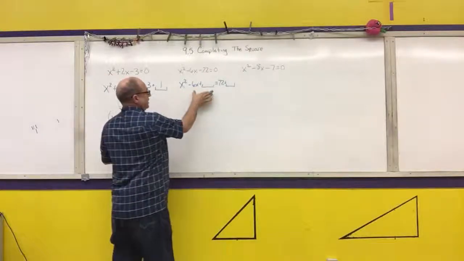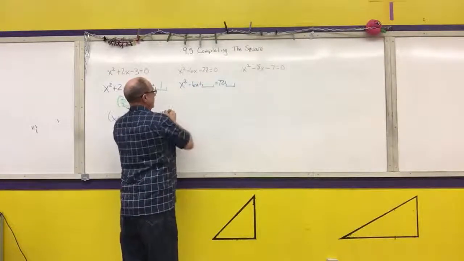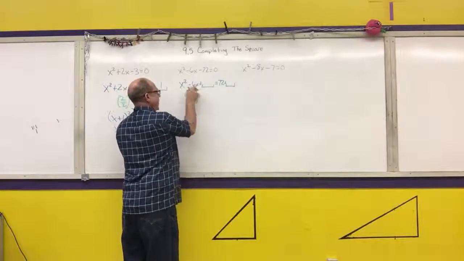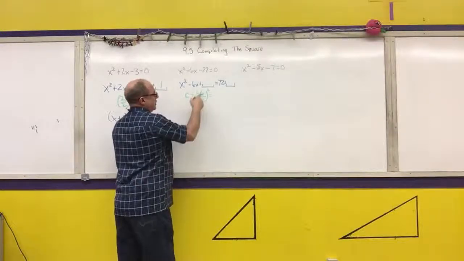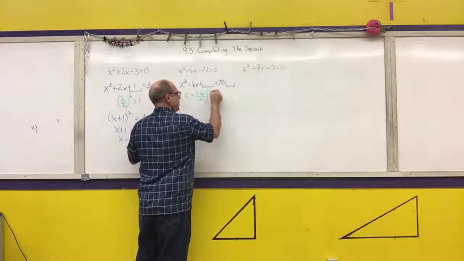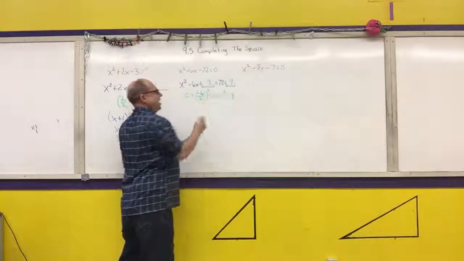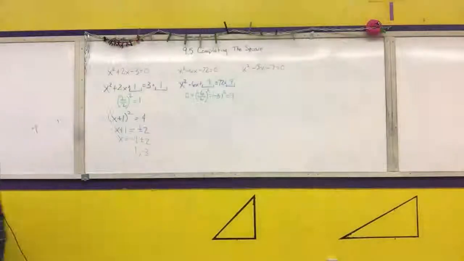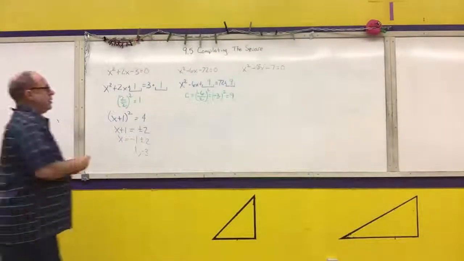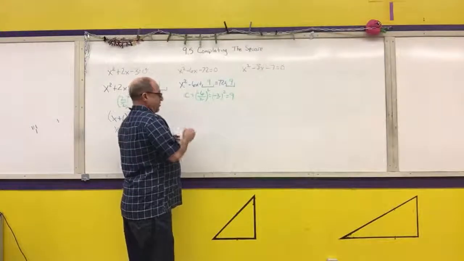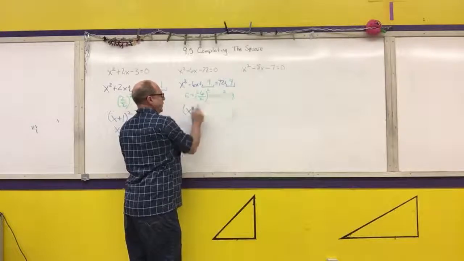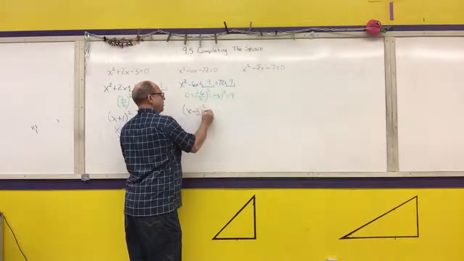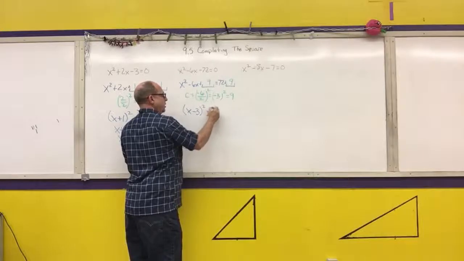Next thing is to find out my c that goes here. C is equal to half of b, squared. That would be negative 3 quantity squared, which is 9. So 9 fills out both of those sets of parentheses. Now I'm going to factor it. I'm going to take the x, the term I have here, all squared. 72 plus 9 is 81.